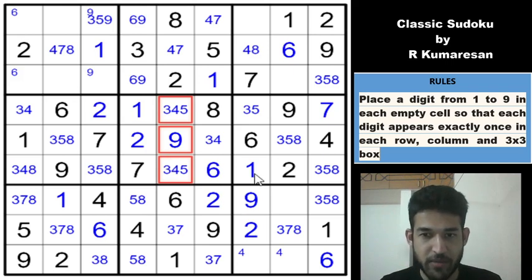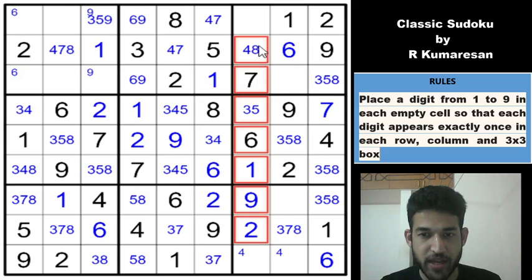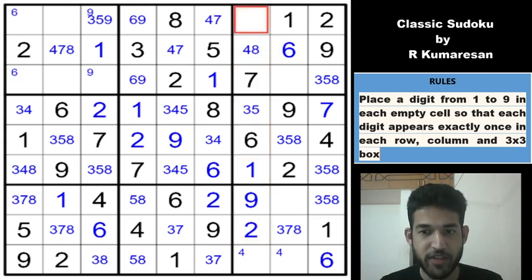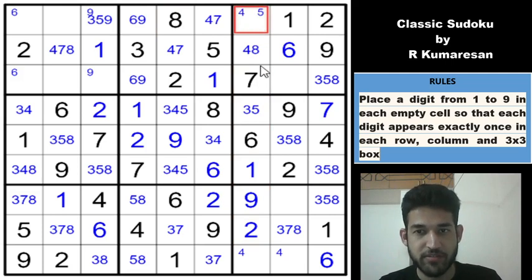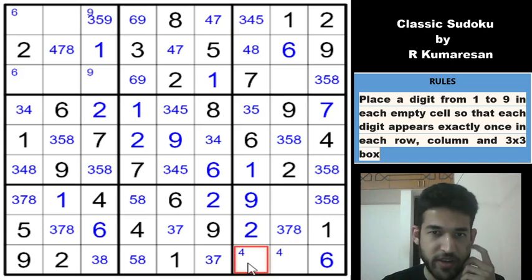Let us look at maybe this column: 1, 2, 6, 7, 9. Remaining candidates are 3, 4, 5 and 8. So you have an 8 here, so this must be a 3, 4, 5. This would be 3, 4, 5 and 8.